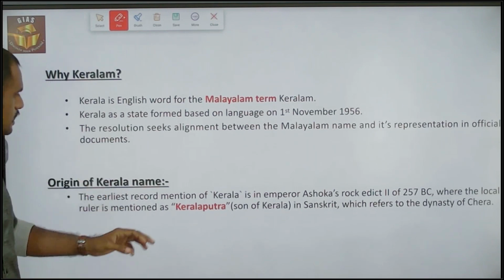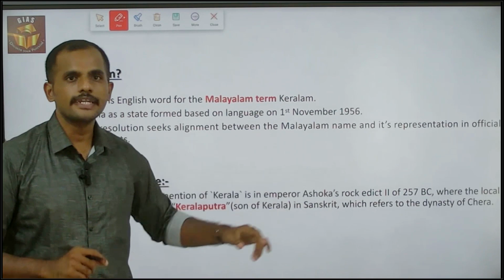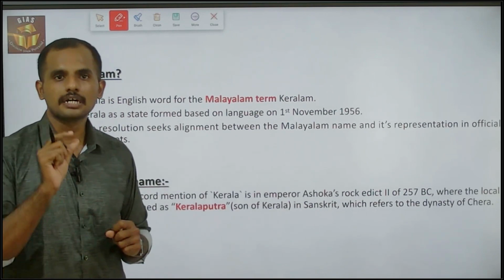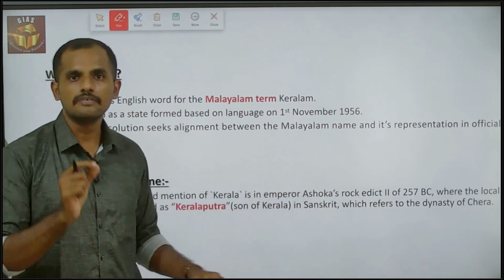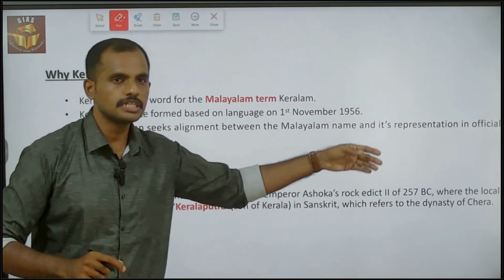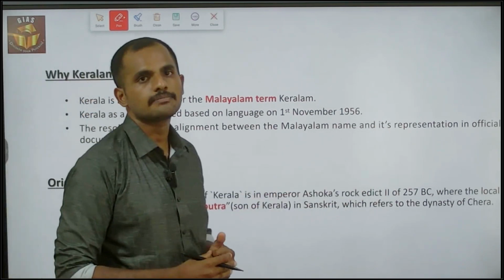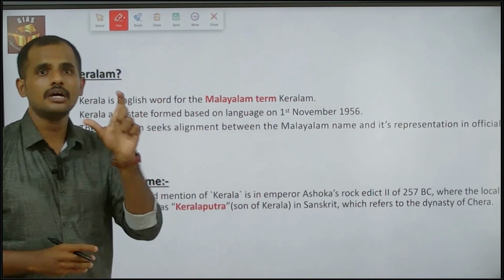It has been said that the name Kerala is found in Ashoka's Rock Edict 2 of 257 BC, where a term called Keralaputra is mentioned, which means son of Kerala in Sanskrit, and which denotes the dynasty of the Cheras, one of the three dynasties that were ruling the southern part of the country. So this is the origin of the term Kerala.